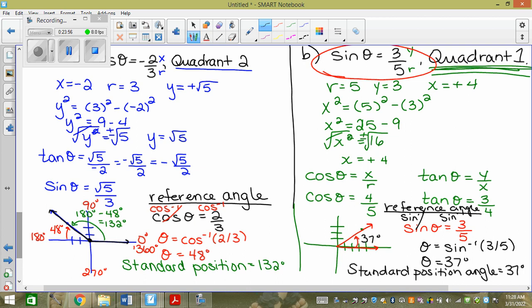Okay, you guys have C, D, and E to do. Now, if you look at E, E is tan theta equals 1. What is 1 if it's in fraction form? 1 over 1. That's it. So your x and your y are the same. So you're doing C, D, and E for homework.